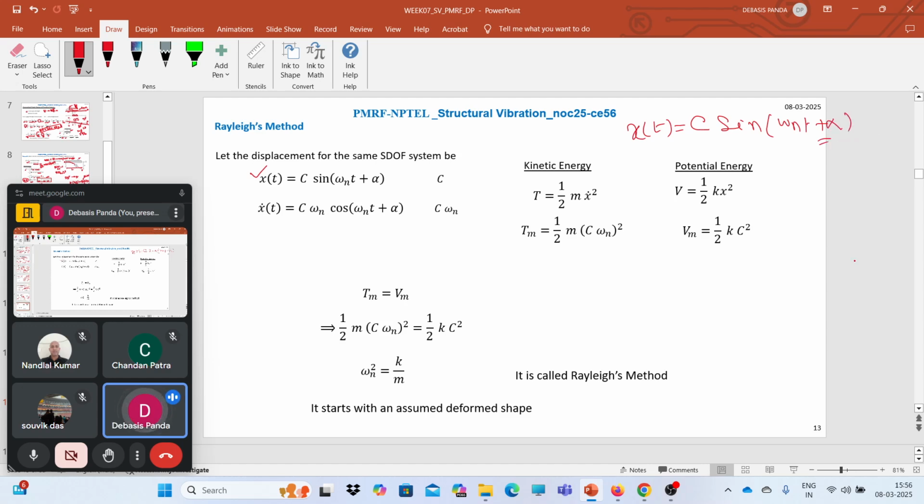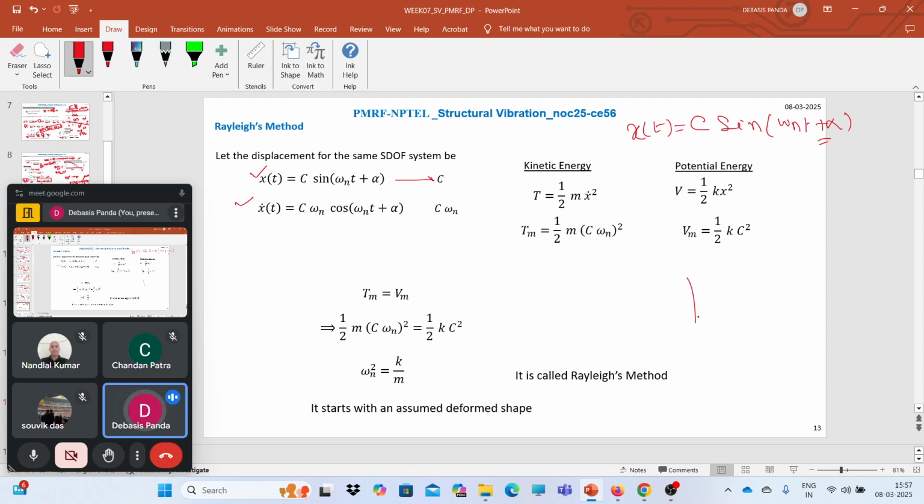So let's say we have a system where we have defined the displacement in terms of this. So obviously what will be the x dot? It is nothing but c omega n cos omega n t plus alpha. That means what will be the velocity of this thing, c omega n cos omega n t plus alpha. So what will be the amplitude of this response? It's nothing but c. The amplitude is c.